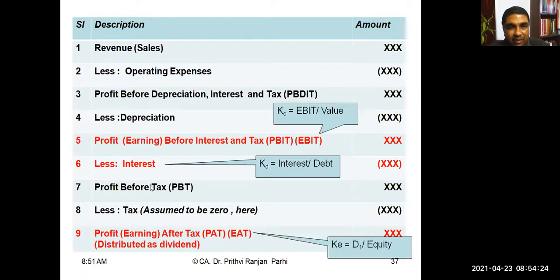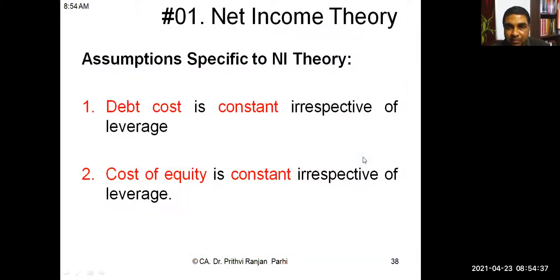And profit before interest and tax is the amount which is paid to debt holders as well as equity holders. Therefore, that's the overall cost of capital. So overall cost of capital KO is equal to EBIT by value.